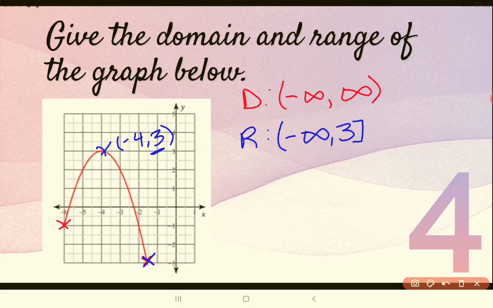Okay? So there's my domain, there's my range. And again, if I don't like writing it in interval notation, I can call the top one all real numbers. And I can say for the bottom one, y, because I'm dealing with range, is less than or equal to 3. Because it's anything below 3. Okay?